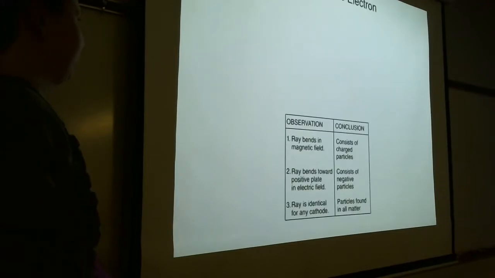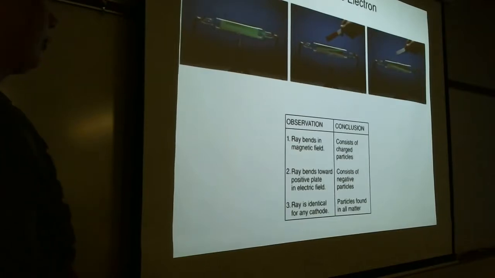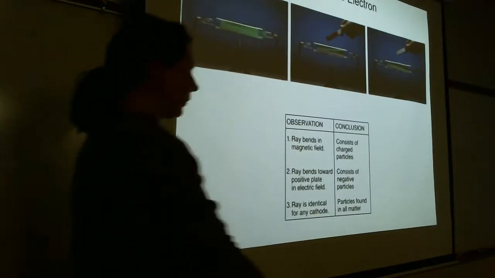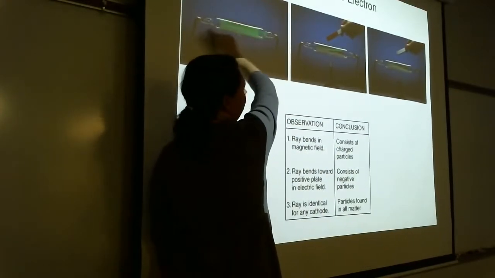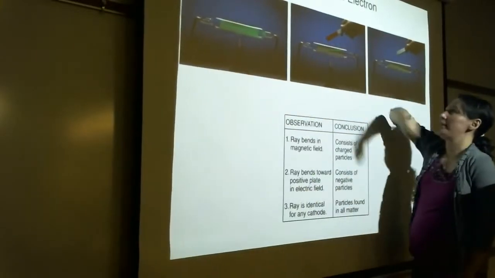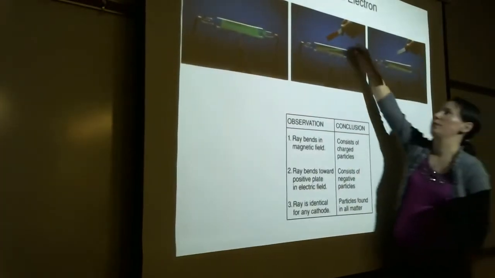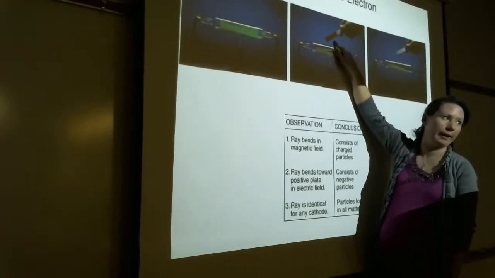J.J. Thomson. Okay, so here are the pictures from a different textbook than ours. But what you have here is a beam of charged particles, okay? And this is a magnet. So you take the magnet and you put it near the beam, and in one direction, it goes toward the magnet.